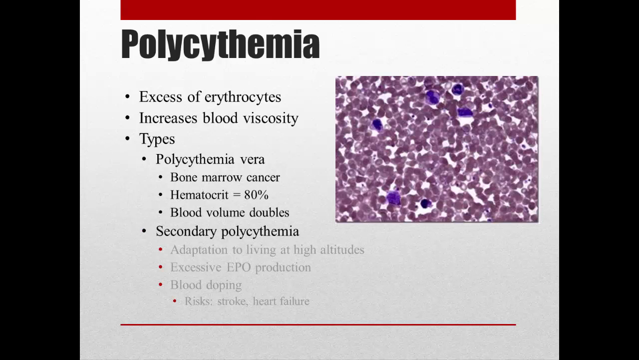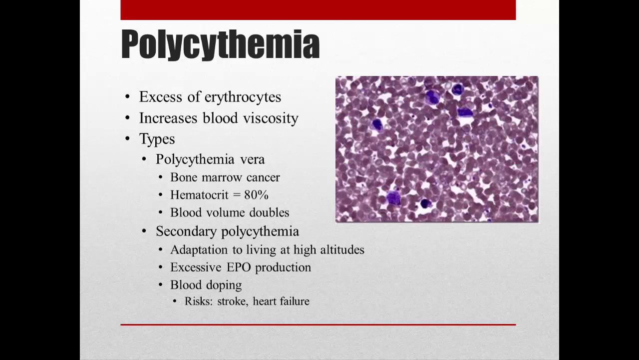The other type of polycythemia is secondary polycythemia. This is just an adaptation to living at high altitudes. So again, if you move to Denver, you're going to end up producing more red blood cells in response to the low oxygen levels in the atmosphere. And so you end up having higher red blood cell counts. You can also get a secondary polycythemia basically by having excessive EPO production. Again, this is not necessarily a normal thing, though.